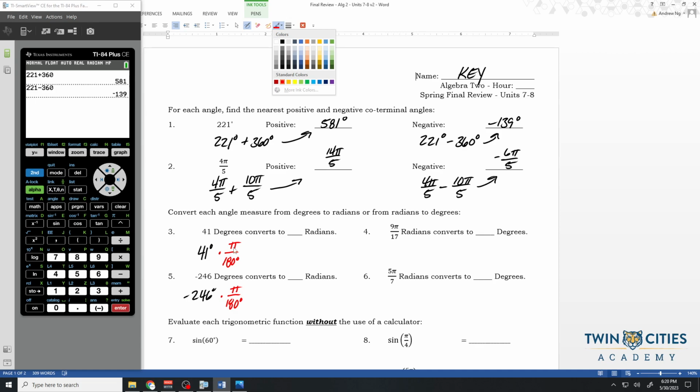So 41 degrees times pi over 180 degrees. Ignore the pi for now and do 41 divided by 180. You'll get some decimal here, 0.22777. But if you hit math, enter, and then enter, to make this a fraction again, this will be 41 over 180. This doesn't reduce. So the answer is 41 pi over 180 radians.